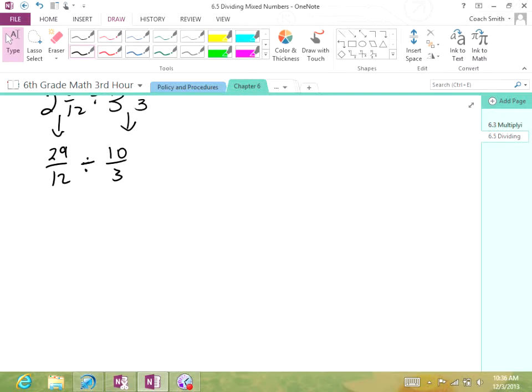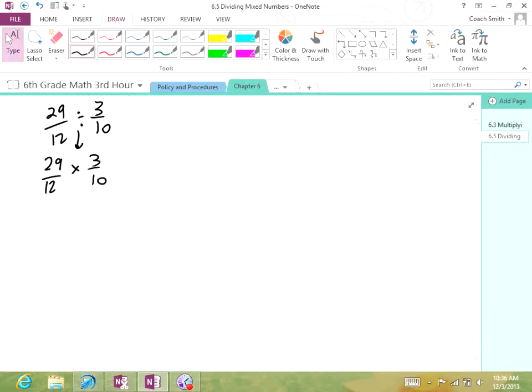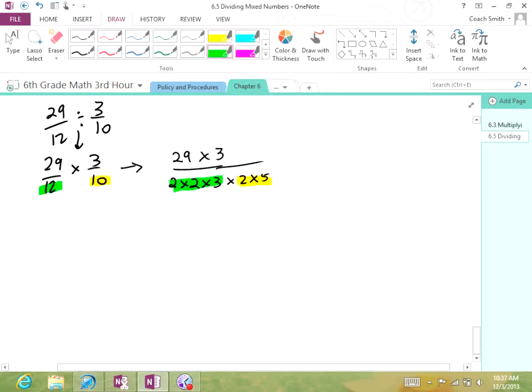Okay? Christina, what is the reciprocal of 10 over 3? 3/10. Okay? 29 over 12. Change that to multiplication. 3/10. So 29 times 3/10 would be 29 times 3 on top, and then 2 times 2 times 3 times 2 times 5 on bottom. This right here is the 10. This right here is the 12.